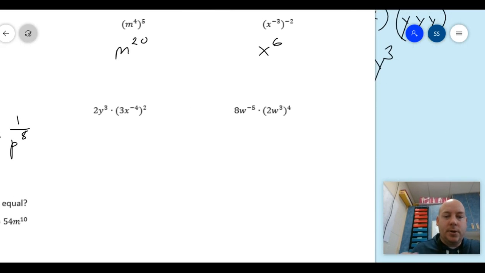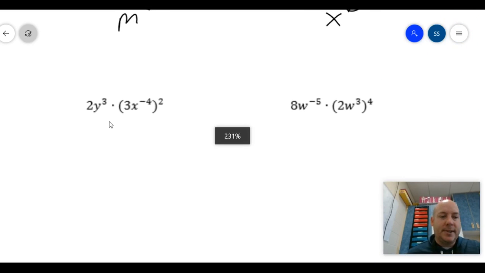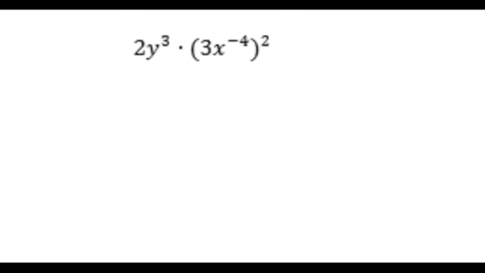Let's zoom in on this one a little bit. Let's deal with the second part first, because the first part we can't really do anything with. It's just 2y to the third power for now. Now, a couple things to remember.